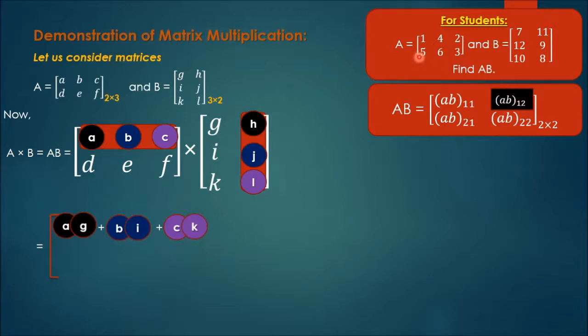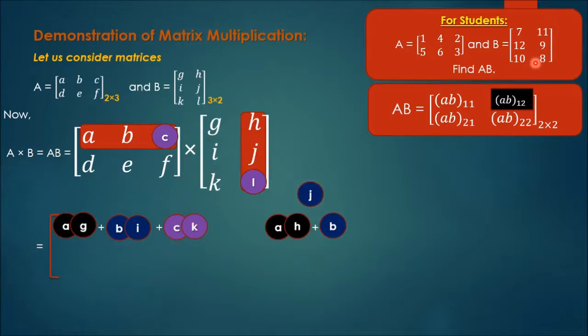And for students, 1 will multiply with 11, 4 with 9, and 2 with 8. Let's see the multiplication process with the animation. A will multiply with H, plus sign, B with J and plus sign, and C with L. Now this gives our AB12. For students, let me tell you again: 1 into 11 plus 4 into 9 plus 2 into 8.